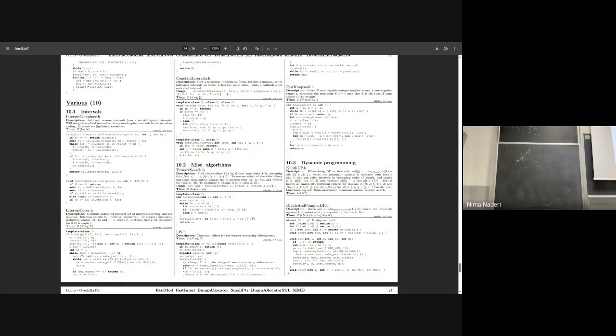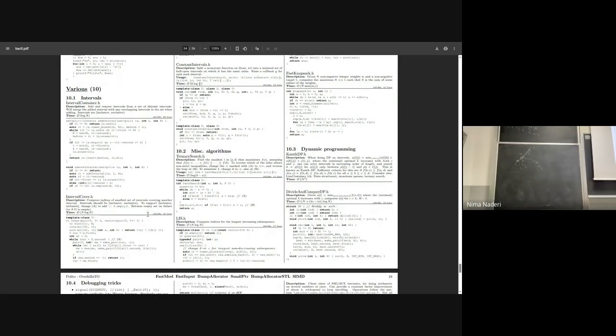I just wanted to say that there are some algorithms that can be pretty useful. Like interval container is very nice when you want to work with intervals. And maybe interval cover can be useful. I mean, just look at it. You need to be good.